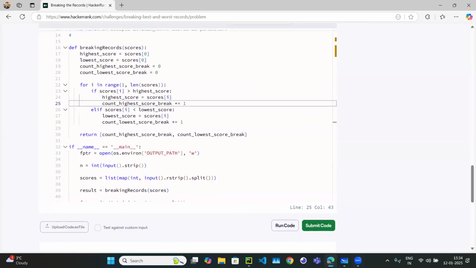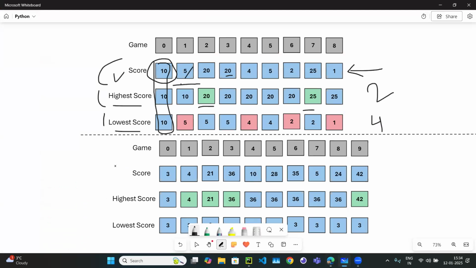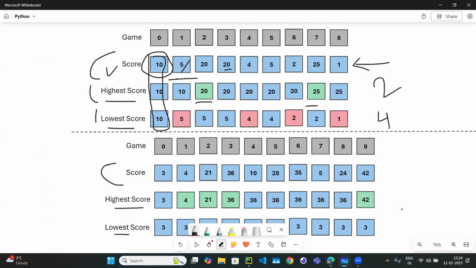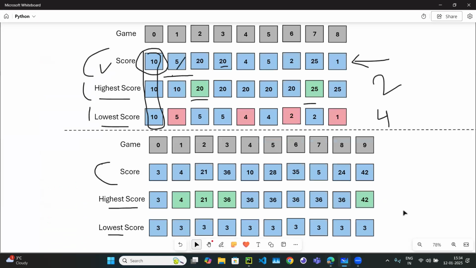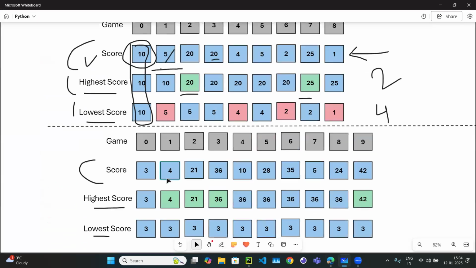All right, so let's quickly look at the second example. We have this scores array given, and we need to find how many times Maria broke her highest score and her lowest score. In the first game she scored 3, so the highest score and the lowest score are 3 only, right? In the next game she scored 4. Did she break the highest score? Yes. So the new highest score is 4. Did she break the lowest score? No. In the next game, 21, did she break the highest score? Yes. Did she break the lowest score? No.